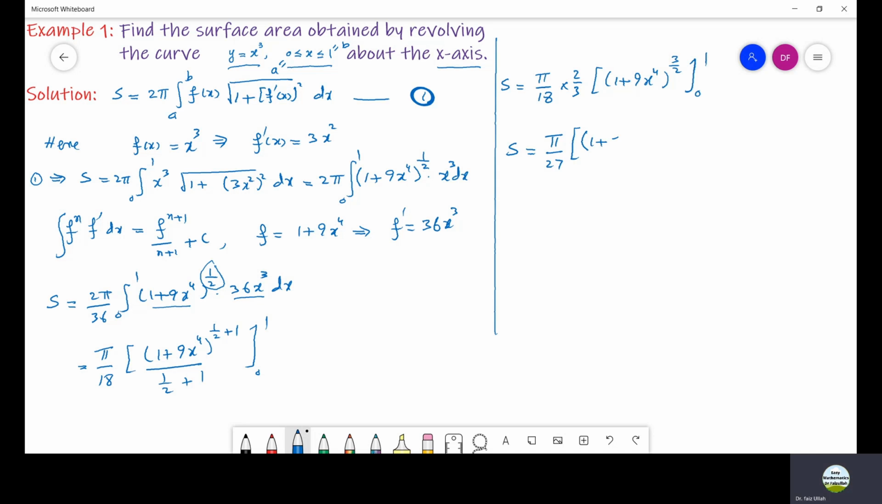So we have 1 plus 9 into 1 power 4 is 1, so this is 9 to the power 3 by 2, minus (1 plus 9 into 0, which is 0) whole raised to the power 3 by 2. Let us simplify this a little more. So we have S is equal to pi by 27, and now this is 10 raised to the power 3 by 2 minus 1. And that is the required surface area.